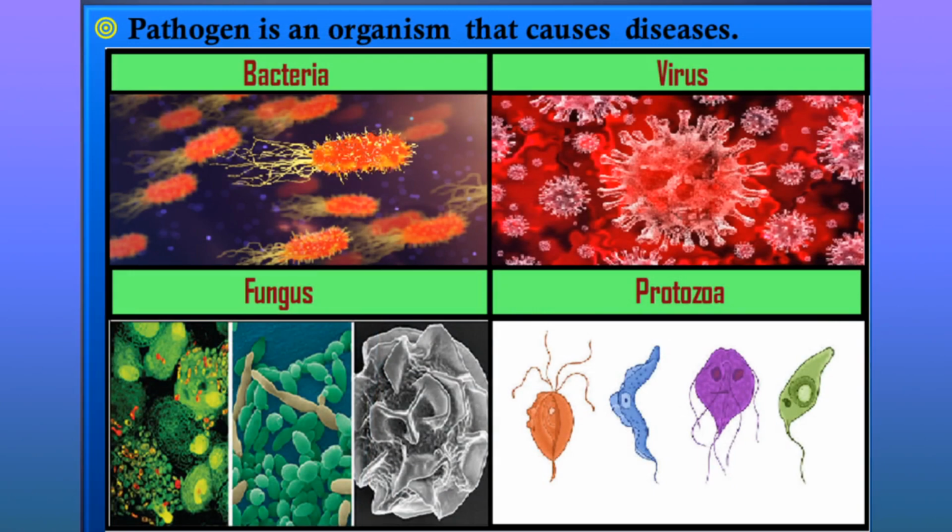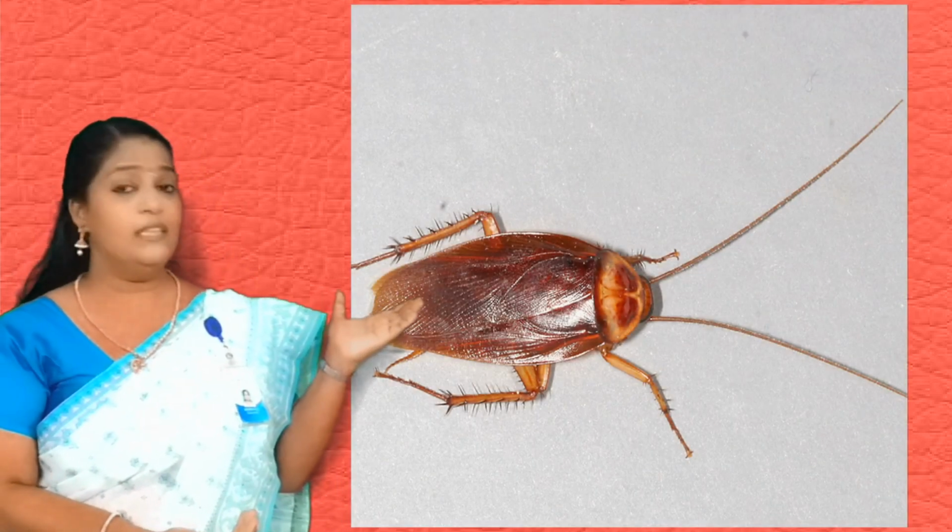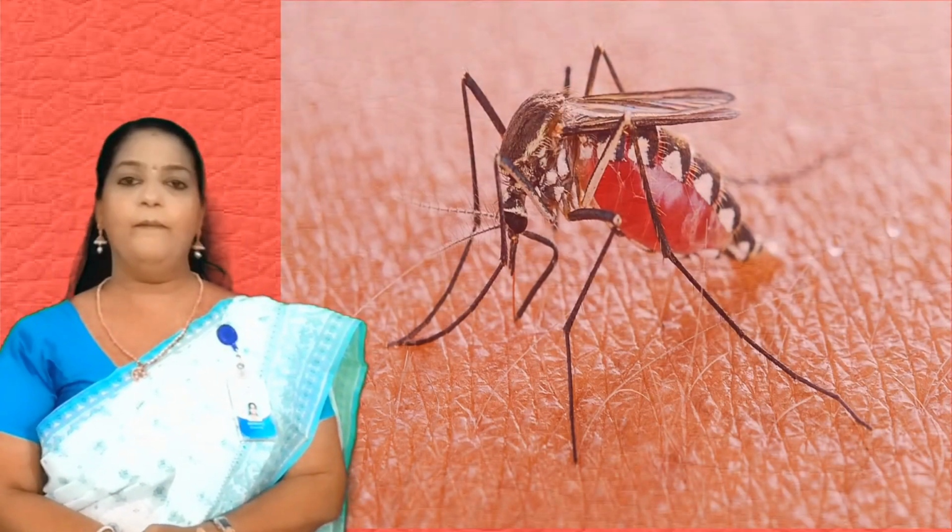Now let's see pathogens. Pathogens are certain organisms that cause diseases. For example, bacteria, viruses, fungi, protozoa like organisms. Now let's see what is a vector. Vector is an organism or an agent which spreads this pathogen to different organisms. So vector is an agent that transmits these pathogens to various living organisms. For example, cockroaches, the scary creature, then rat, housefly and mosquito.